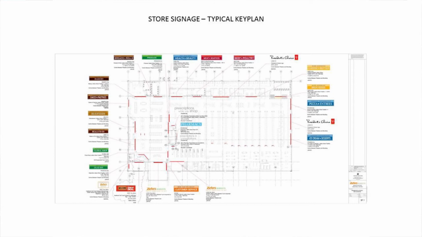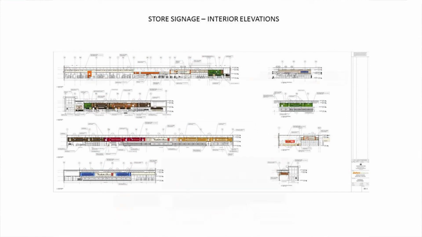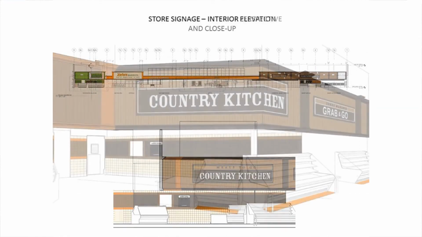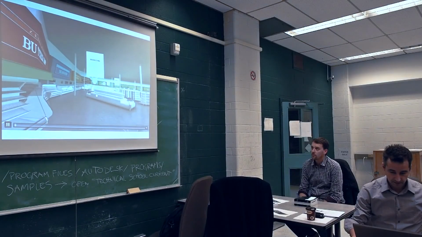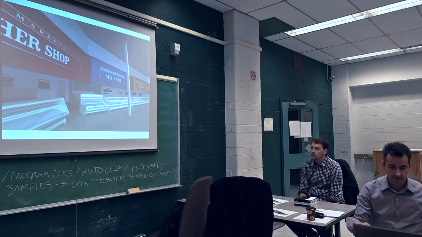So this is key plans, otherwise produced with Photoshop and all that stuff. And really the benefit of this is not when you take the time to create the families or these annotations, but when you need to change and update. This is typical elevations for decor and signage, and that's, again, an elevation with a close-up. We also coordinate with clients in 3D perspective views, and if needed, we do this kind of quick walkthrough so they understand what they're dealing with.